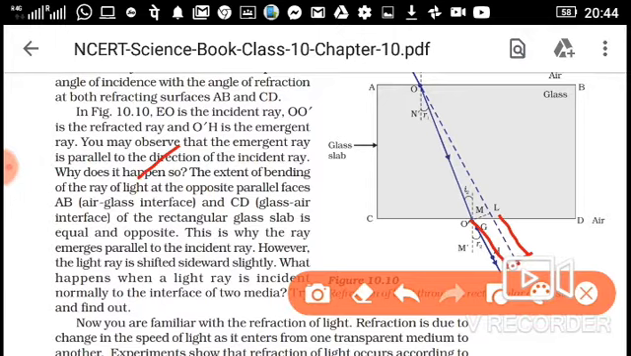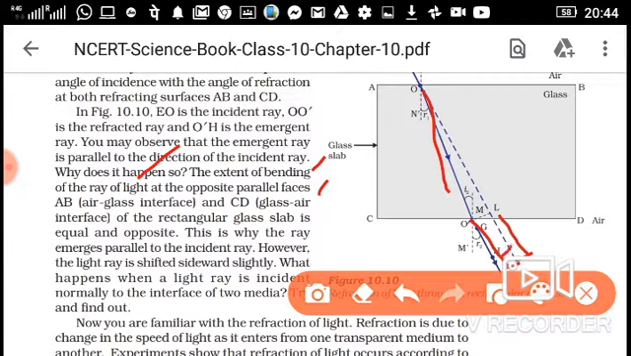Why does it happen so? This happens because of the extent of bending of the ray of light at opposite parallel faces. From air to glass it bends towards the normal, and again this time it moves away from the normal when it enters from denser to rarer medium. The reason is that the speed of light increases.